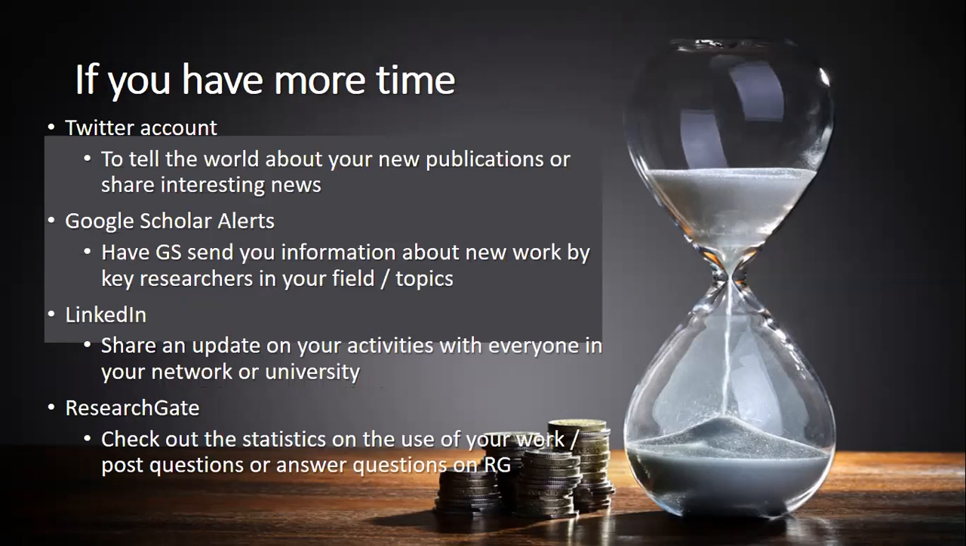And if you have a bit more time, establish a simple Twitter account with your picture and a bio, send out one tweet about your research, or retweet a news story or journal article or journal promotion. Set up a Google Scholar alert to have them send you information about new work by key researchers in your field, or have them alert you when your name is quoted or your university's name is quoted so that you will see what's new and who's using your articles.